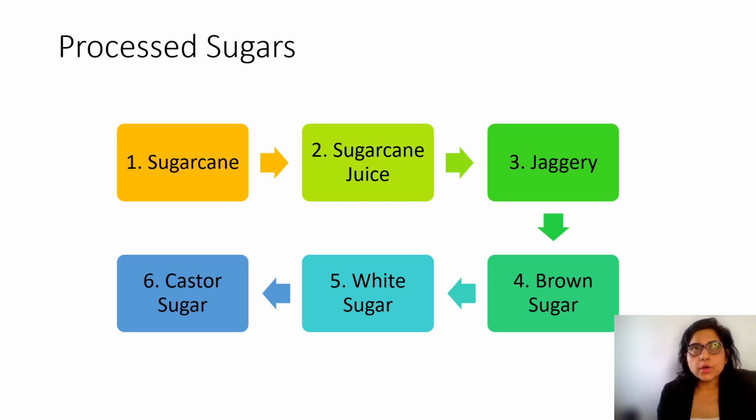Now let us look at in which format we are having sugars these days. When we talk about processing, the way sugar occurs naturally in the world is sugarcane.